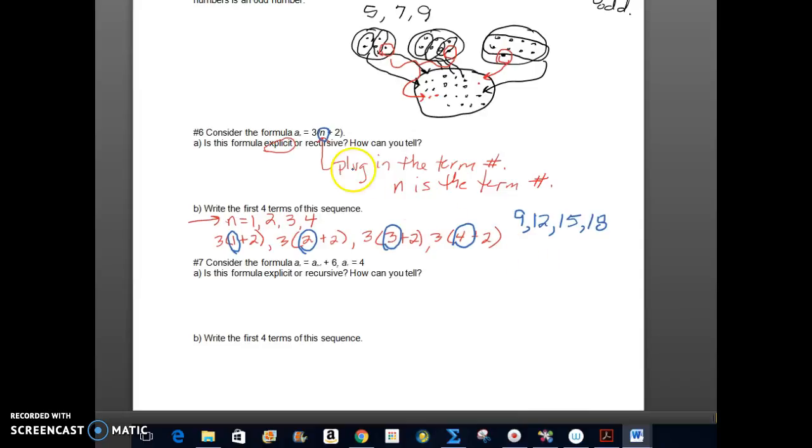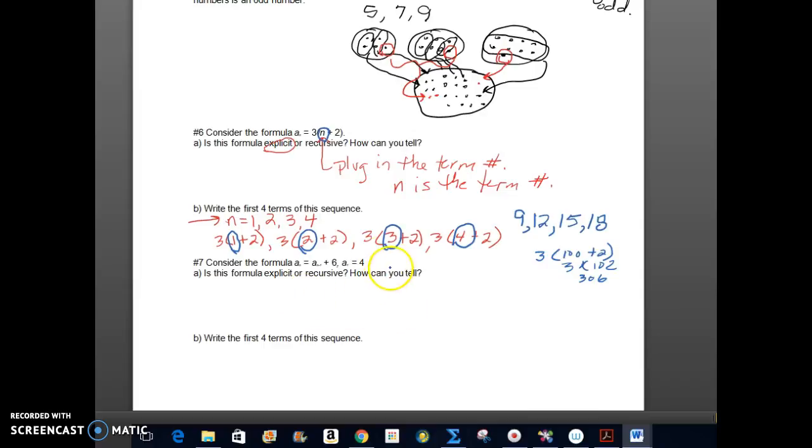All right, so it's an explicit formula. If I wanted the 100th term, I would do 3 times 100 plus 2. So that would be 3 times 102, and that would be 306. All right, so it's like do not pass go. Go straight to where I want to go.